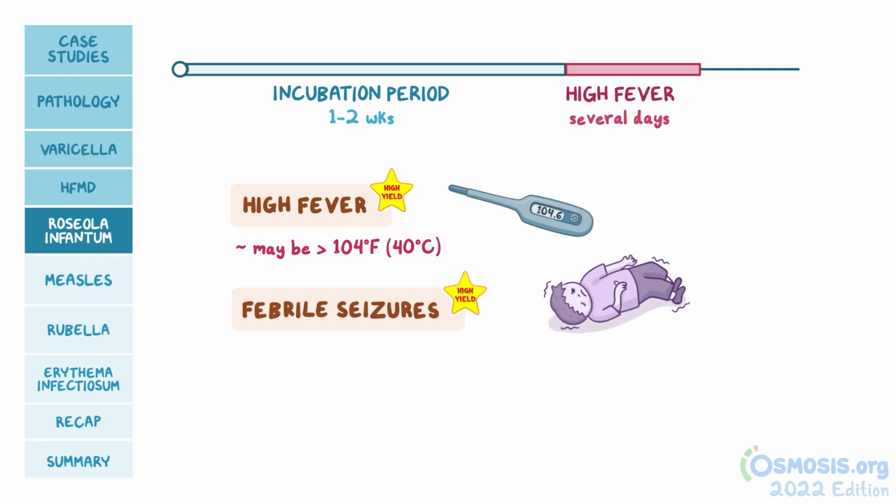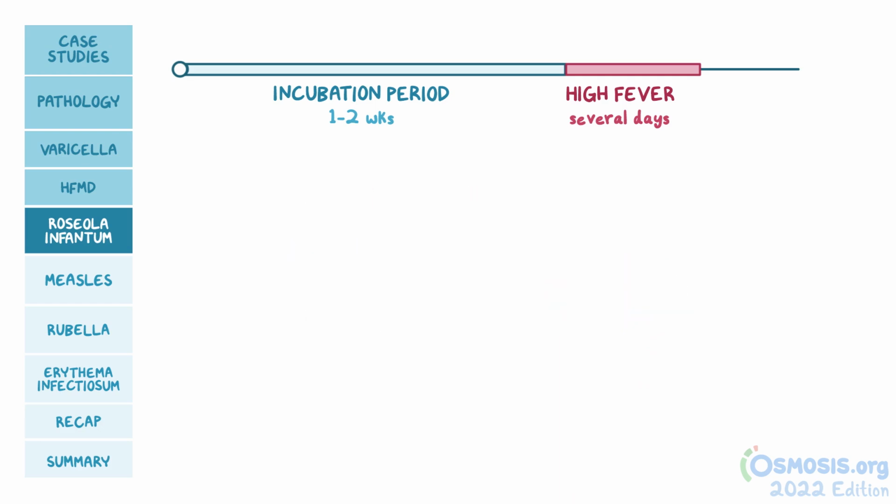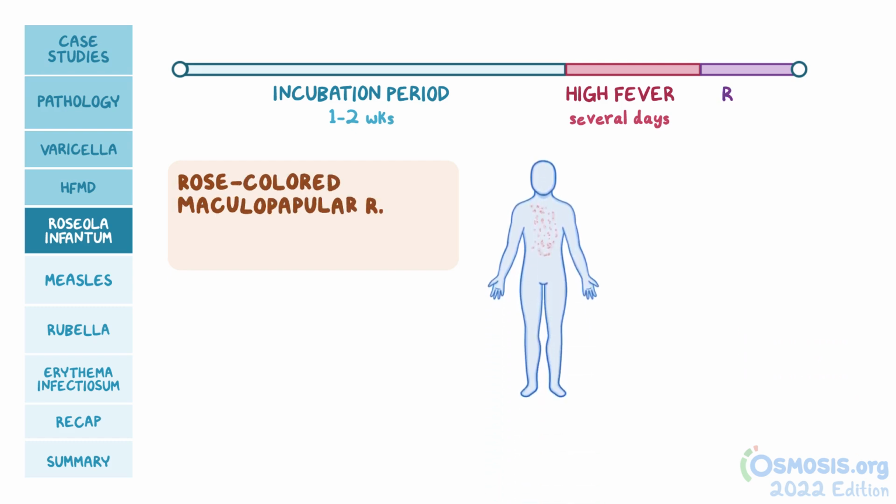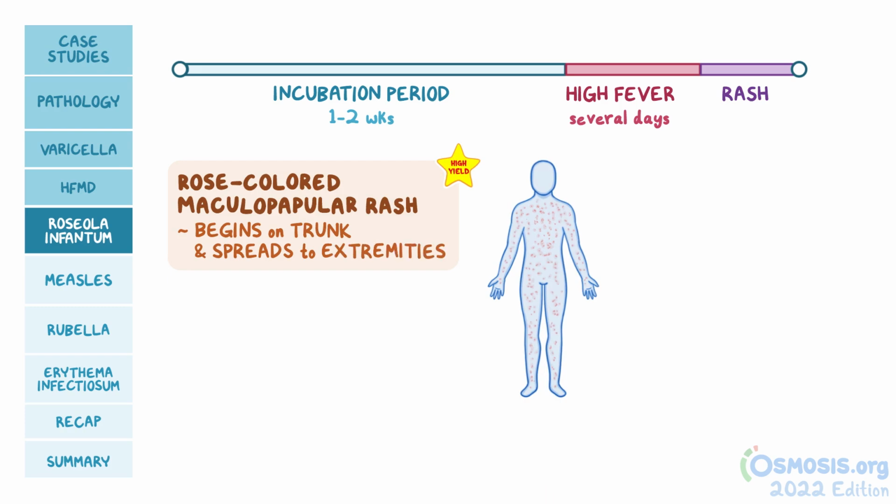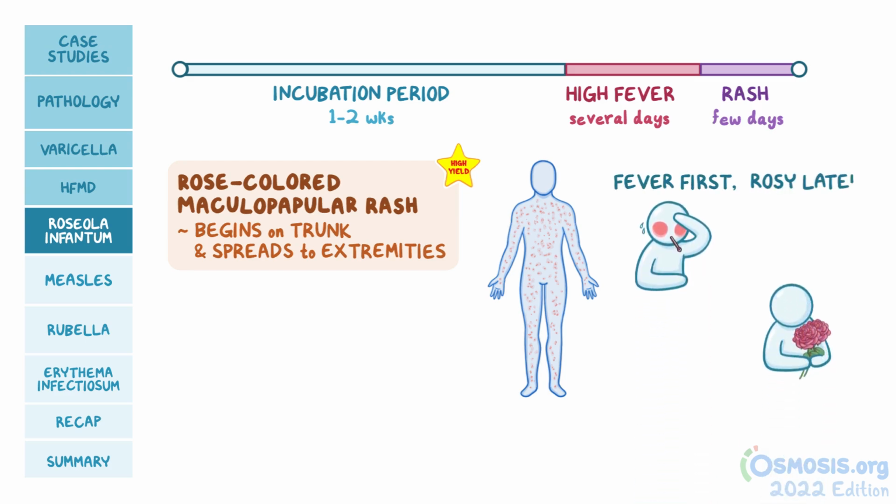Luckily, the fever tends to resolve quickly, and after it's over, the child will develop a rose-colored maculopapular rash that begins on the trunk and then spreads to the extremities. This rash typically clears itself within a few days. You can remember the main features of roseola with the mnemonic, fever first, rosy later.